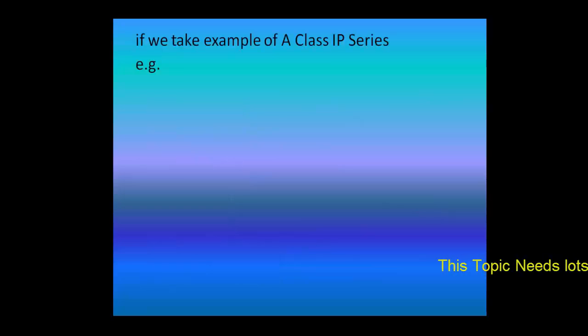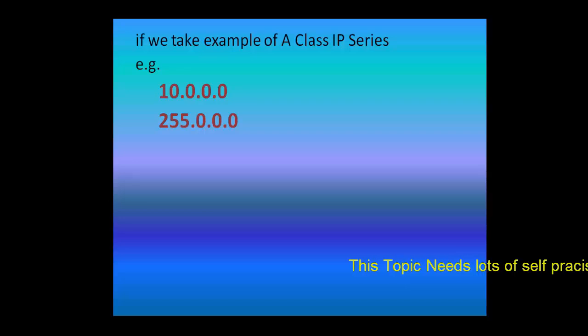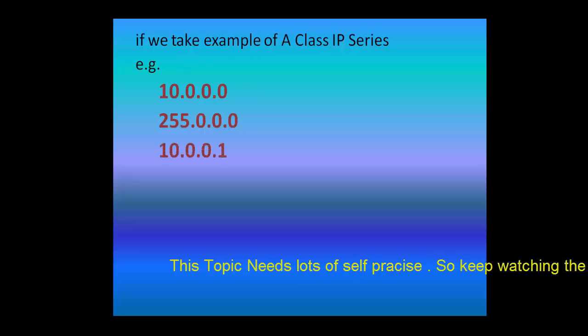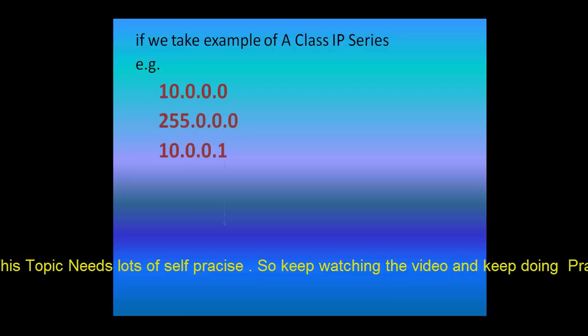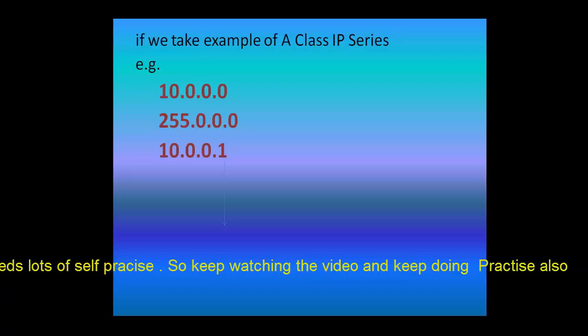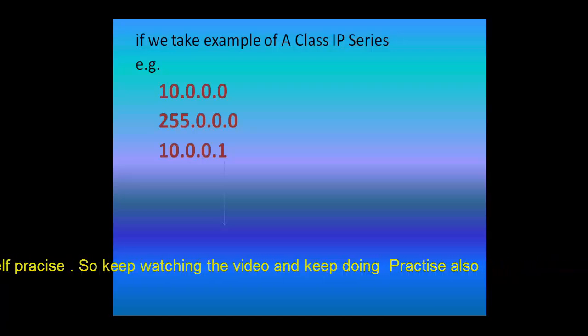I think now it's clear to you. Let's see, we have the A class example also. The network ID, default subnet mask, first valid IP will be 10.0.0.1. The last valid IP will be, write me in the comment, what will be the last valid IP?